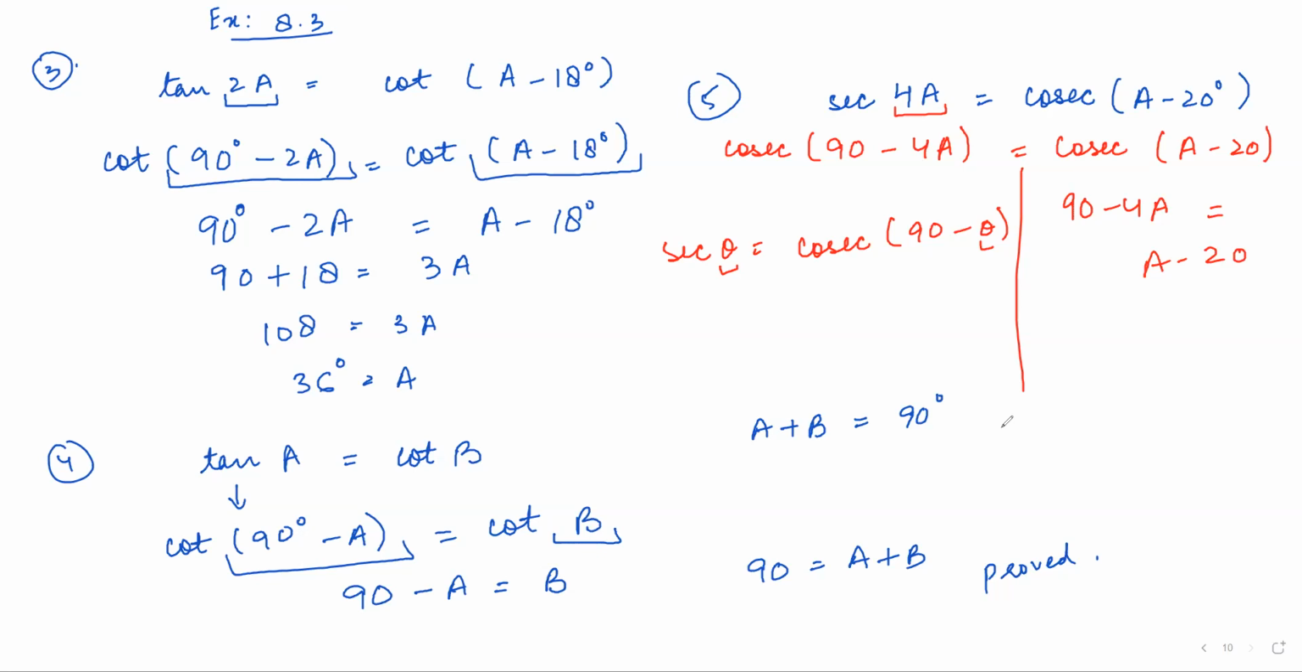Ma'am, 22. Okay, check the answer in the book. I think, yeah, it's 22, right? Yes, has everybody got 22? Yes, ma'am. Okay. Now next question.